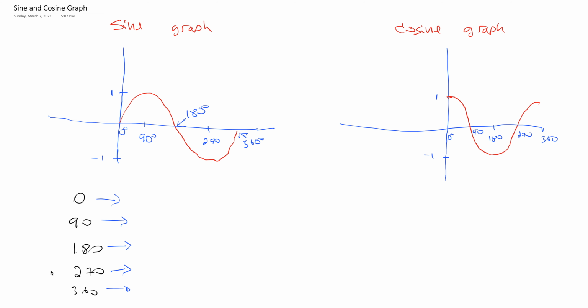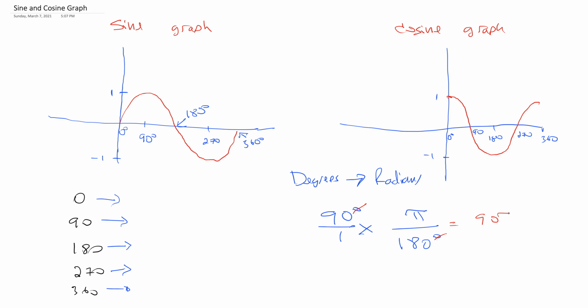If you want to go from degrees to radians, let's say we're going from 90 degrees to radians. Then you put your degree over 1 times, and you want 180 degrees right here, because you want it to be opposite these degrees. And then over here, you're going to write pi. So the little degrees wipe out diagonally, and that's just 90 pi over 180, which reduces down to pi over 2.